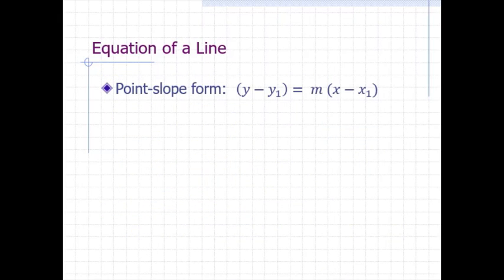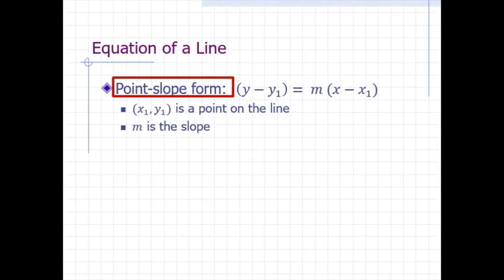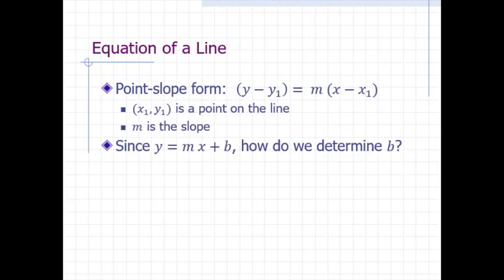The equation of a line is sometimes written as y minus y1 equals m times x minus x1, where x1, y1 are the x and y coordinates of a point that's on the line, and m is the slope. Since this equation is based on the location of a point and the slope, it is called the point-slope form of the equation. Recall that the slope-intercept form of the equation, y is equal to mx plus b, is also a valid way of describing the line. We already know the slope m.